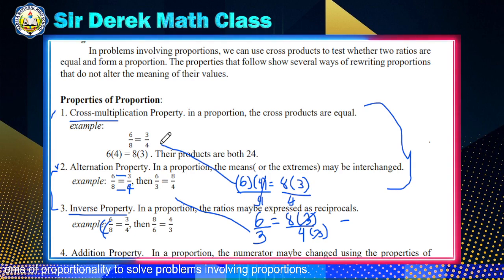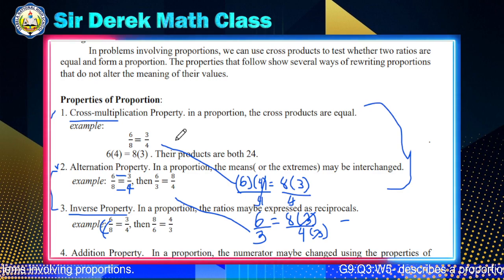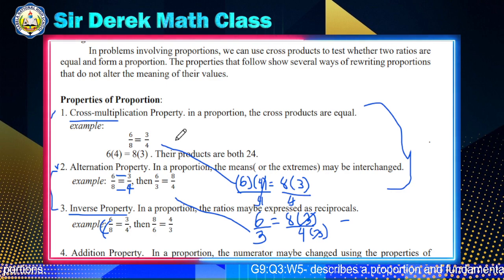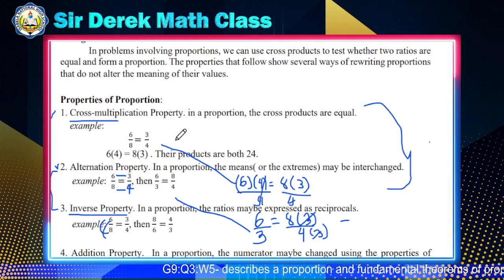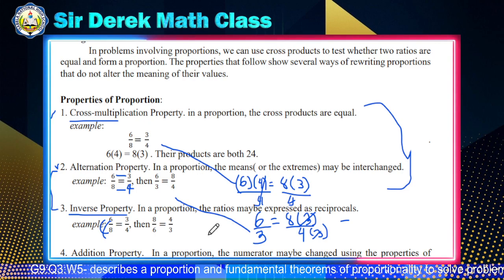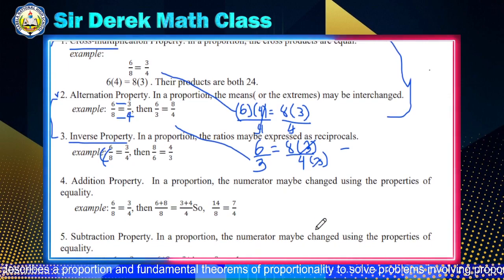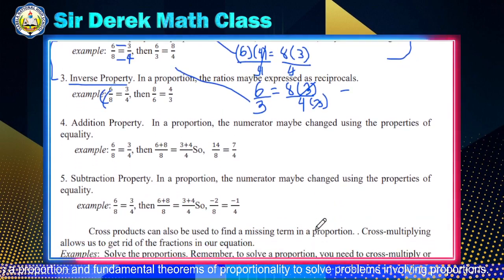So yan yung learning mathematics is really interrelated competency or interrelated skills that you must also learn. By that way, kapag na-learn nyo yan, for sure, everything will be easy for you to learn in mathematics. Okay? So let's proceed to the fourth property, which is the addition property.